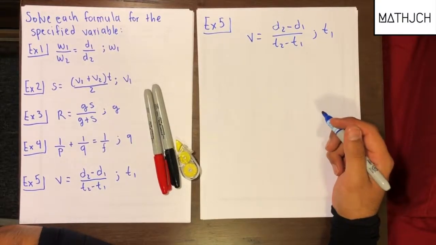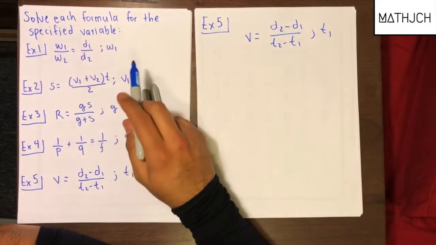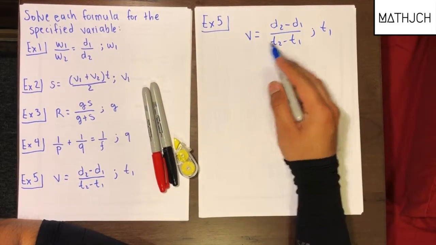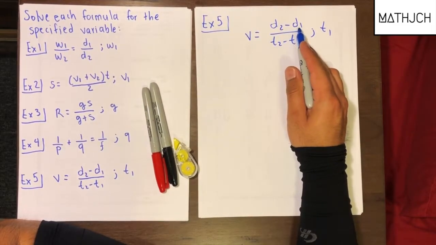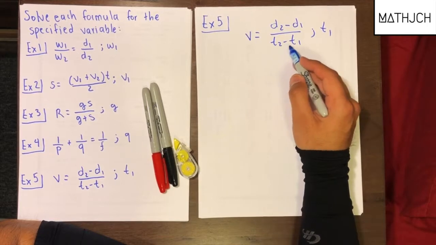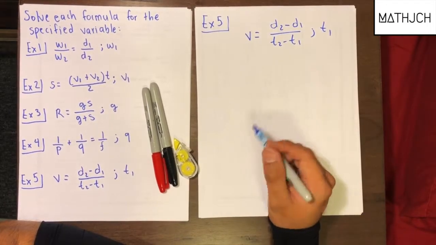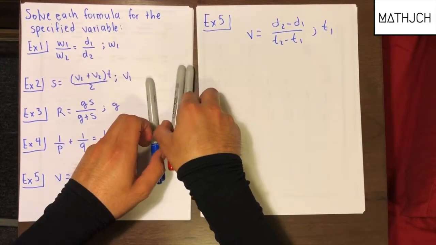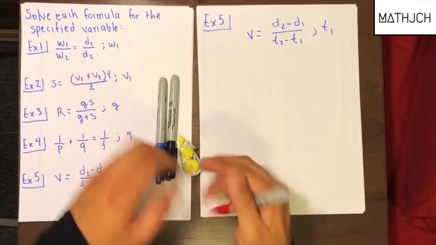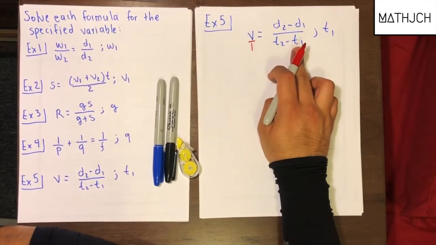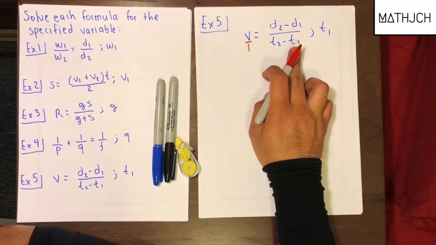For our final exercise of solving a formula for the specified variable, we have v equals (d2 minus d1) all divided by (t2 minus t1), and we need to solve for t1. So in this case, as you might have noticed, we have a fraction equals another fraction.